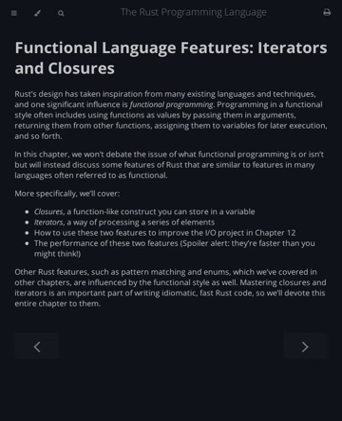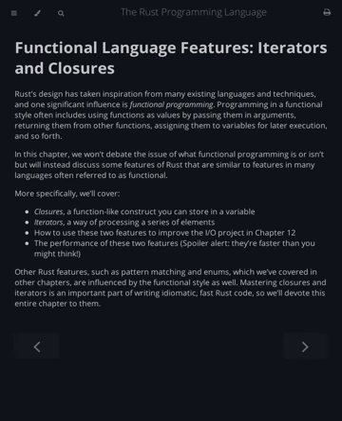In this chapter, we won't debate the issue of what functional programming is or isn't, but instead we'll discuss some features of Rust that are similar to features in many languages often referred to as functional. More specifically, we'll cover closures, a function-like construct you can store in a variable, and iterators, a way of processing a series of elements. We'll also cover how to use these two features to improve the I/O project in Chapter 12, and the performance of these two features. Spoiler alert, they're faster than you might think.